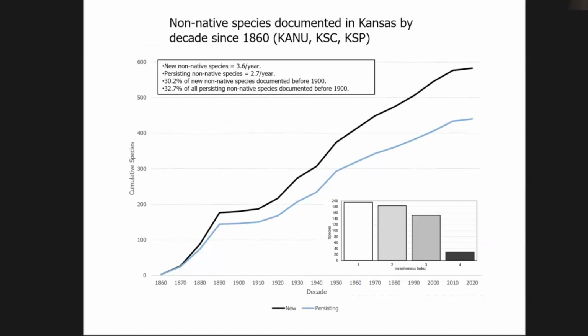Not all of those things persist. They blink on, they blink off. So if you subtract those non-persisting elements, we're still talking about the blue line here, about 2.7 species per year. That's a lot of species, right? That's close to 550, 560 species that were not here 160 years ago. They've come in since that time.